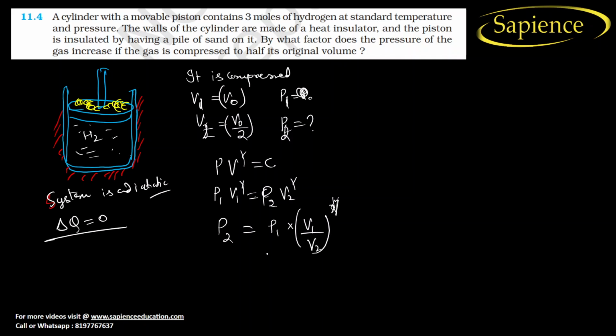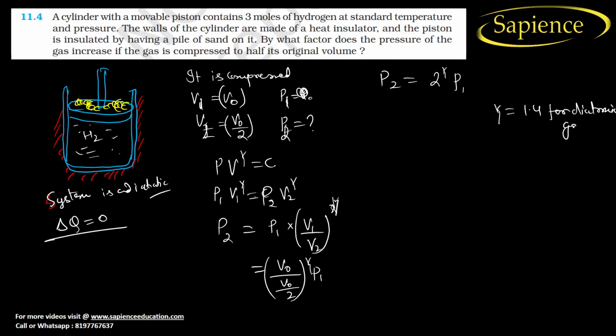Okay. Now if we put the value, what will happen? V1 has a value V naught, V2 has value V naught by 2. So put the values. We will get P2 is equal to 2 to the power gamma into P1. Now what is the value of gamma? Gamma is equal to 1.4 for diatomic gas. Since it is hydrogen, and hydrogen is a diatomic gas, we can put the value of gamma as 1.4. So P2 will be equal to 2 to the power 1.4 into P1.